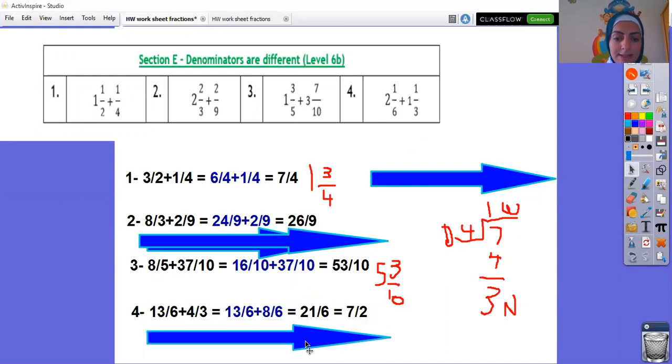The answer is like this. It is 21 over 6. You can leave it like this, or you can simplify it. You will divide by 3 up and down. It's going to be 7 halves. Or you can tell me how many halves this is. 7 halves, we may change it to a mixed number.